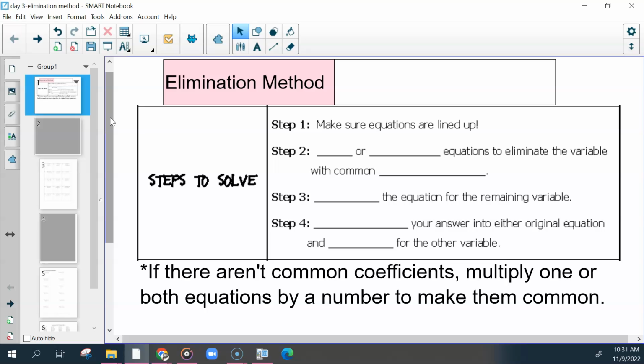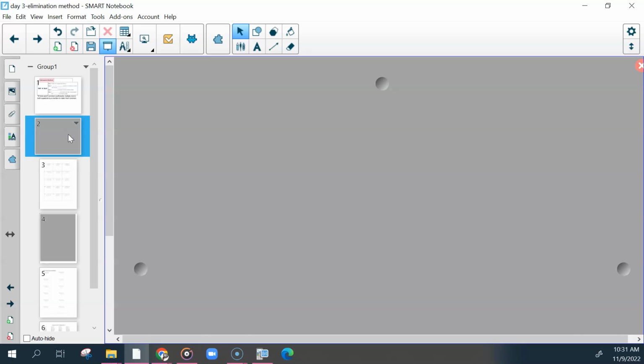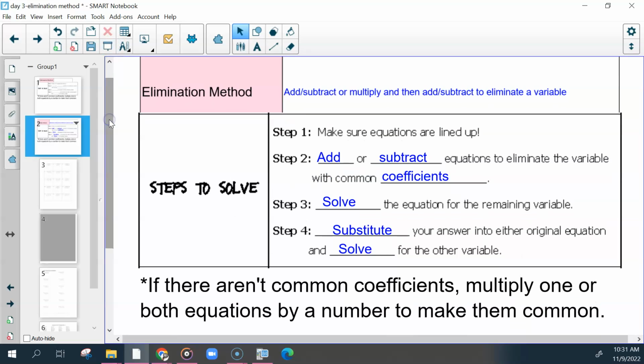Alright, so today we're going to talk about the last way to solve systems of equations algebraically by elimination. I'm going to have you fill this out real fast on the notes that should be in front of you. The elimination method. You add or subtract or multiply and then add or subtract to eliminate a new variable.